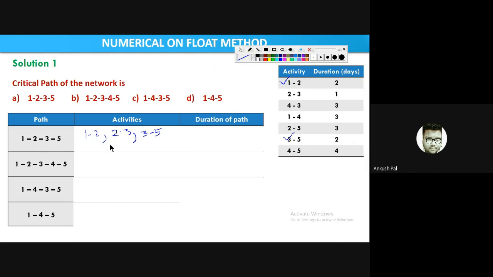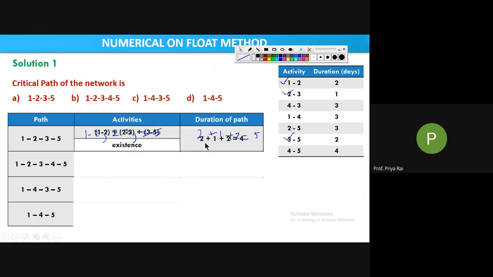Okay. What is the duration? 2. 2 to 3 is also there. What is the duration? 1. Right? Then 3 to 5 is also there. How much is the duration? 2. So it is possible. Okay. So what is the total duration? 2 plus 1 plus 2, 5 days. Right. Oh sorry, this will be 5. Okay. So 5 days are there.